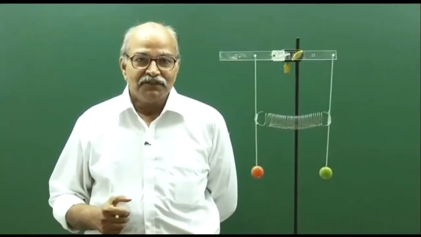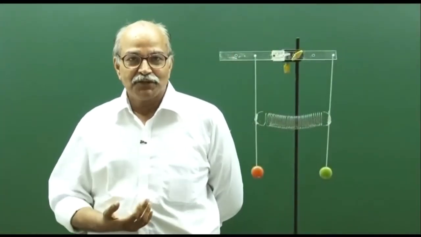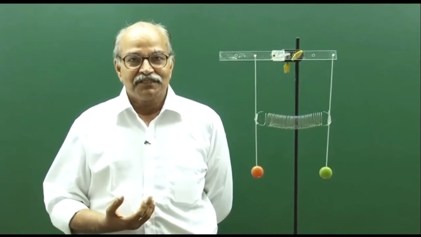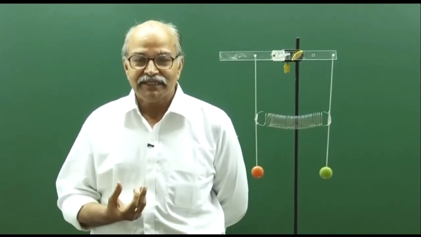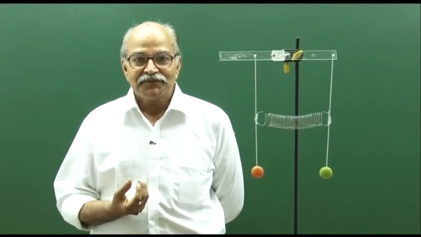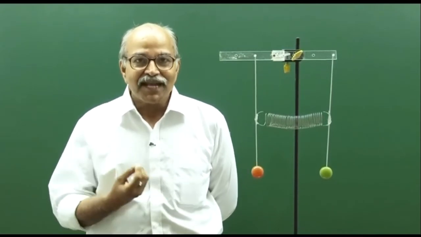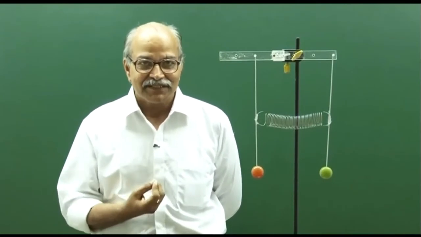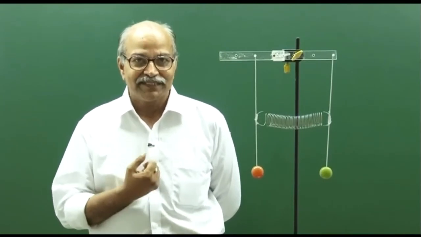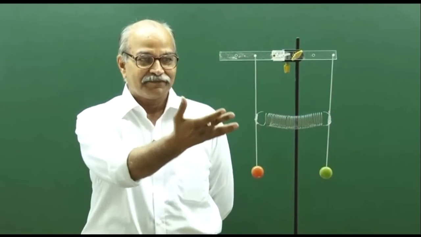Now we have another experiment for you, in which there will be two objects oscillating, and they will be able to interact with each other. That means they will be able to influence each other or exert force on each other. So here is the apparatus.